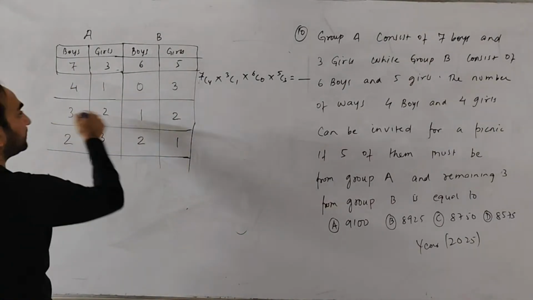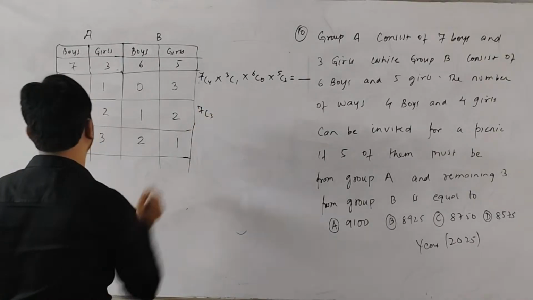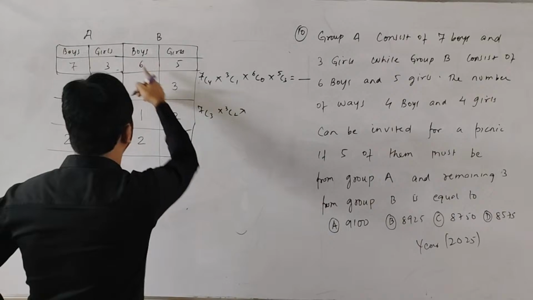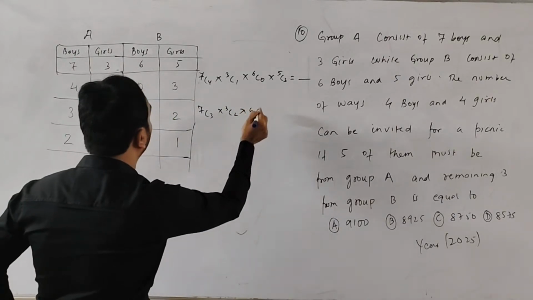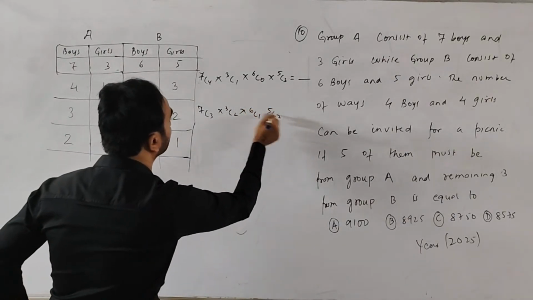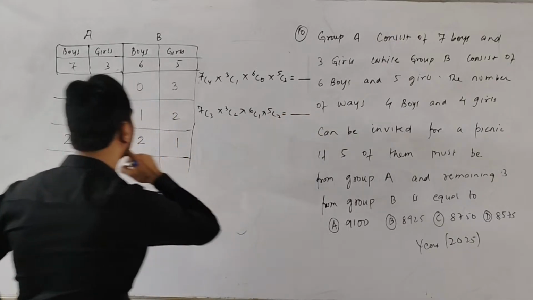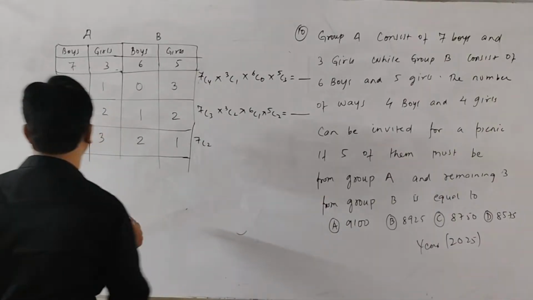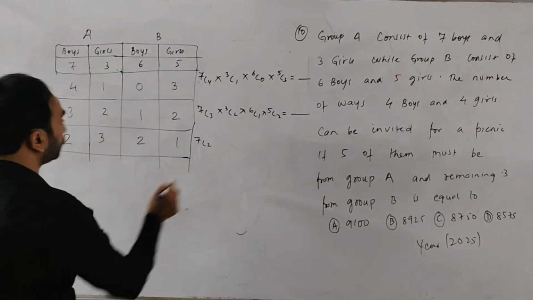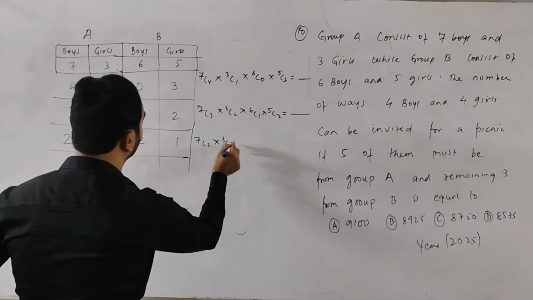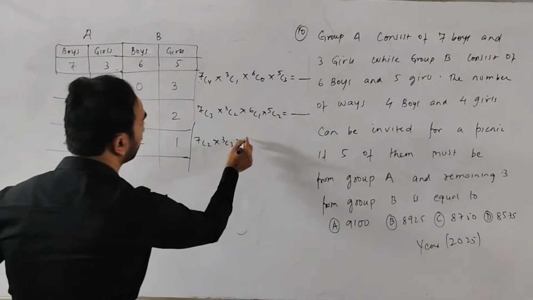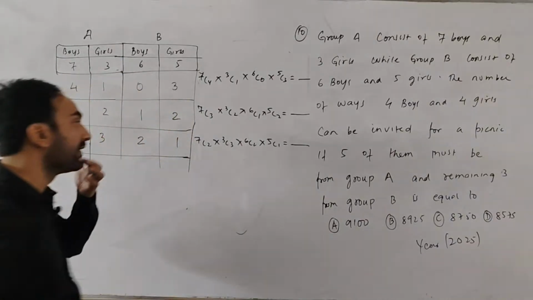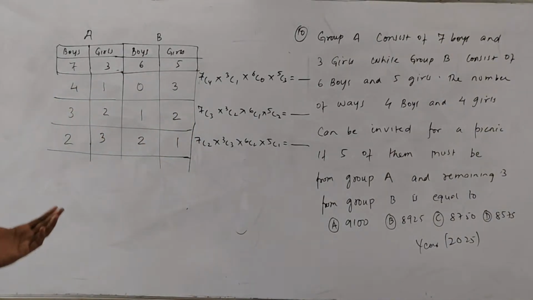Then again 7C3. This is 3C2. This is again 6C1. And this is 5C2. And this again we can calculate. And the last 7C2, this is 3C3. This is 6C2. And this is 5C1 is equal to, right? For saving the time, we have already done the calculation, right?